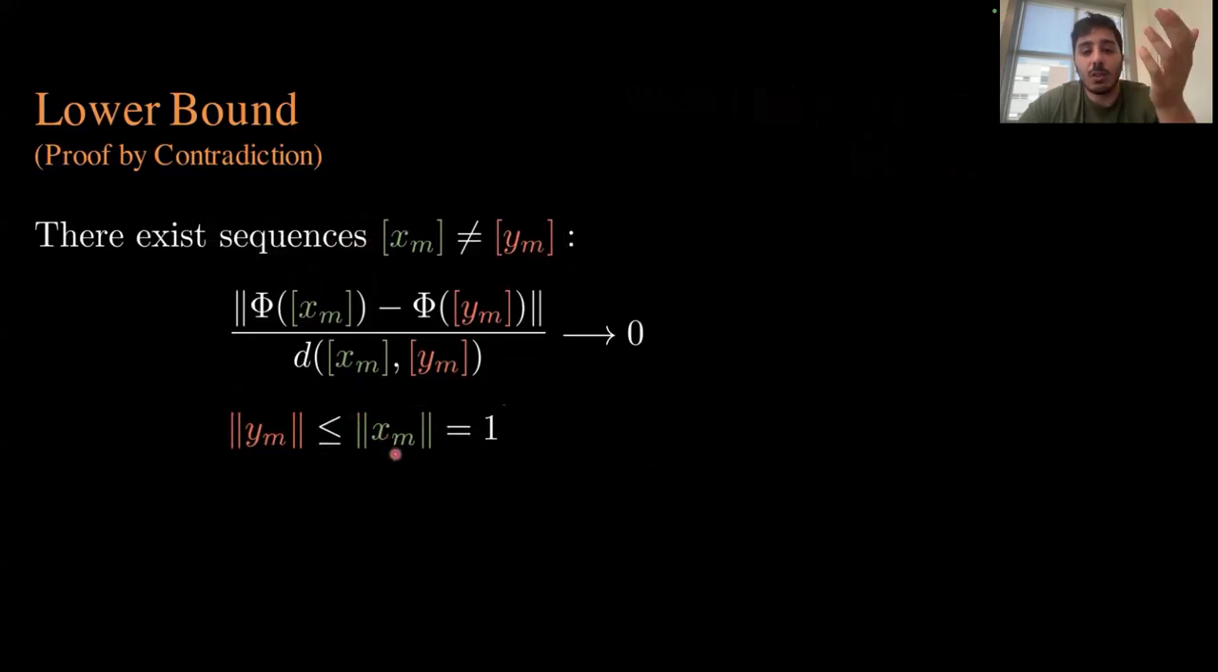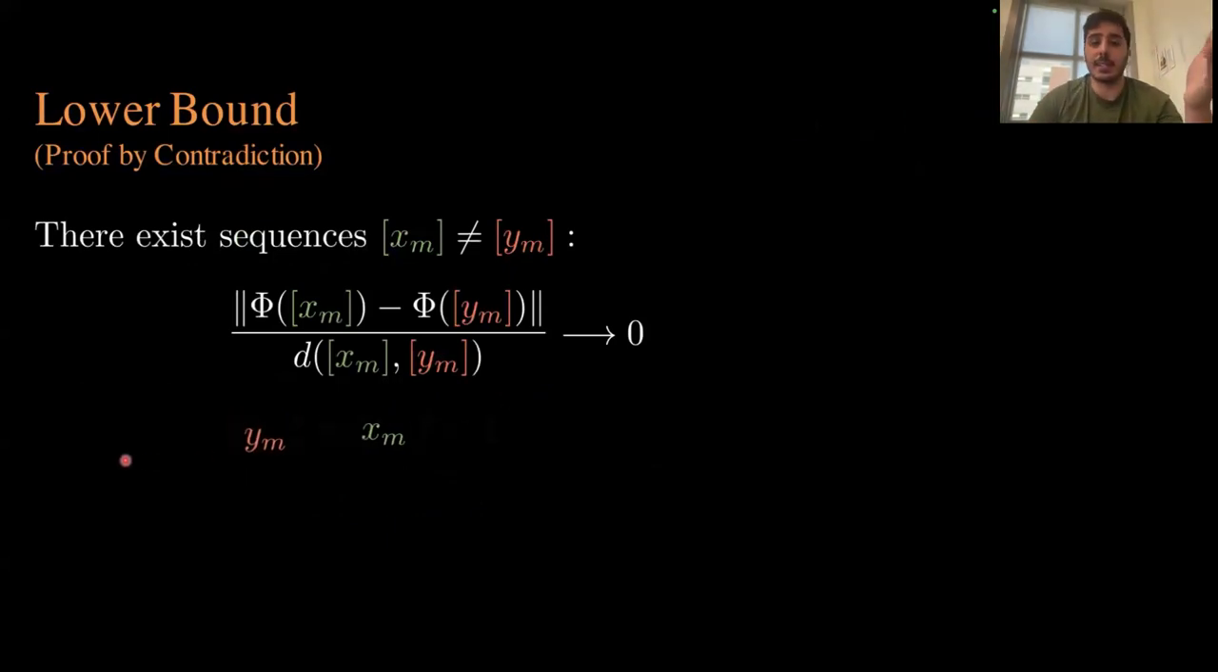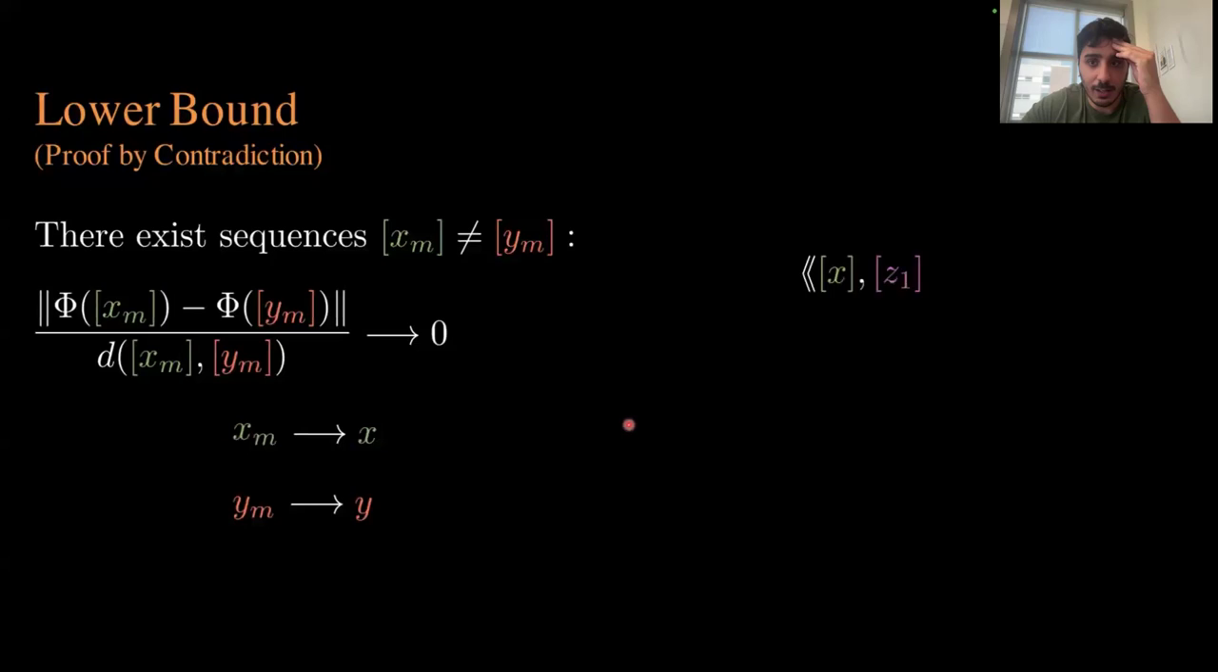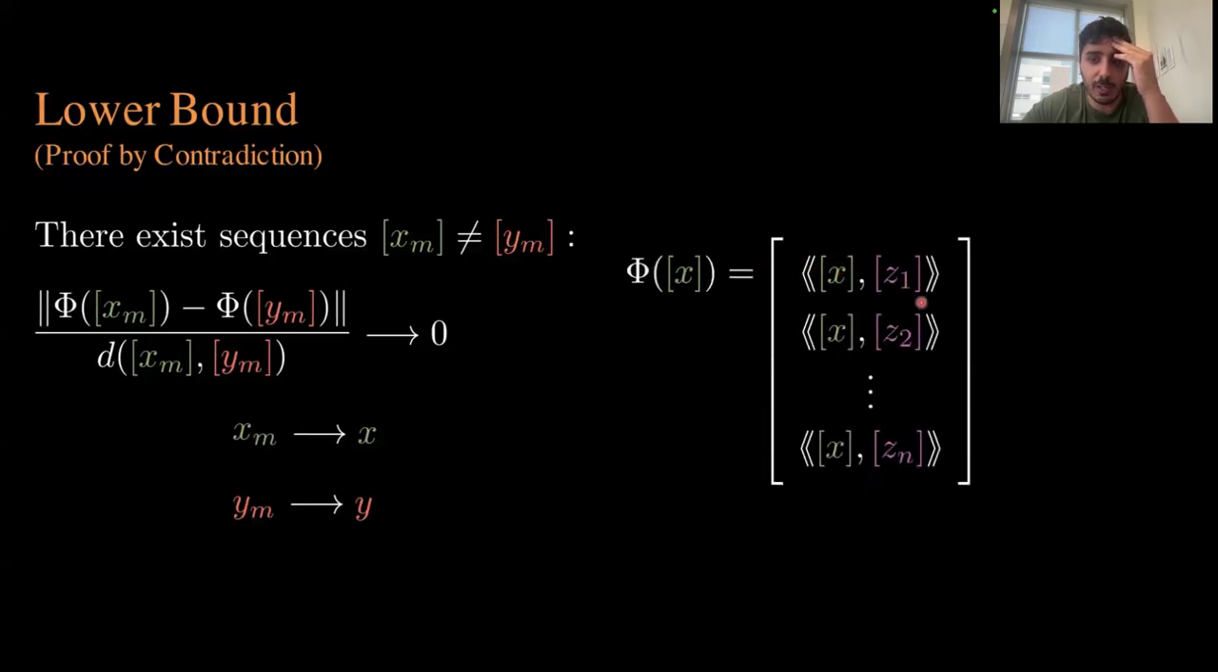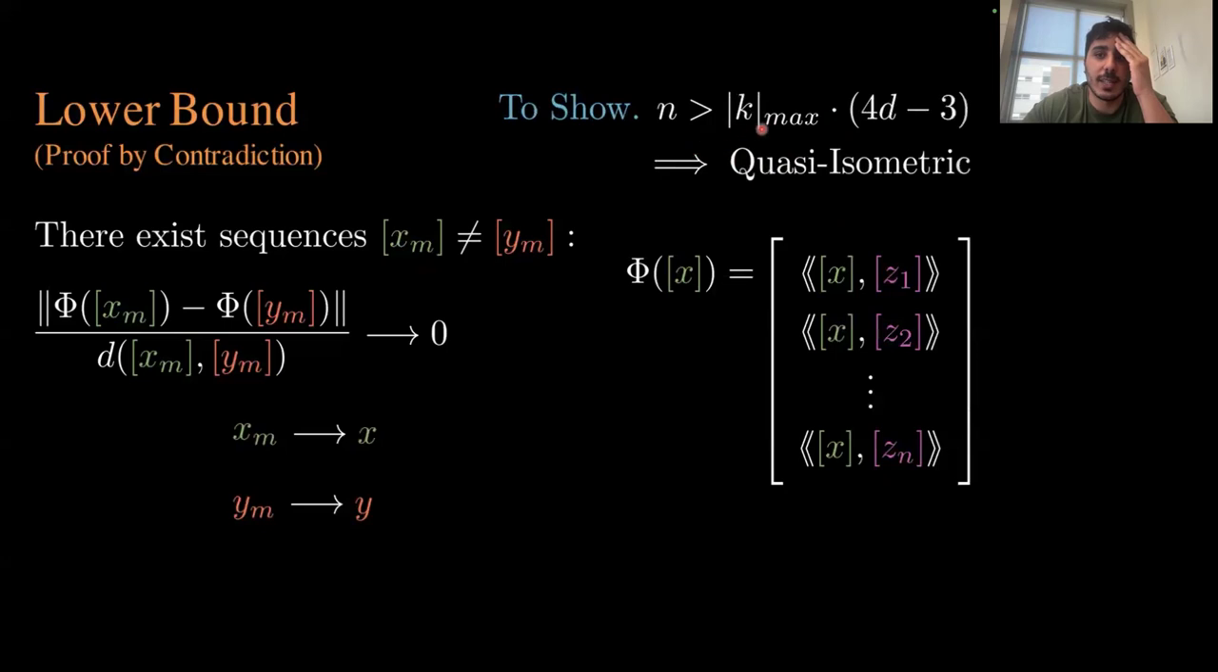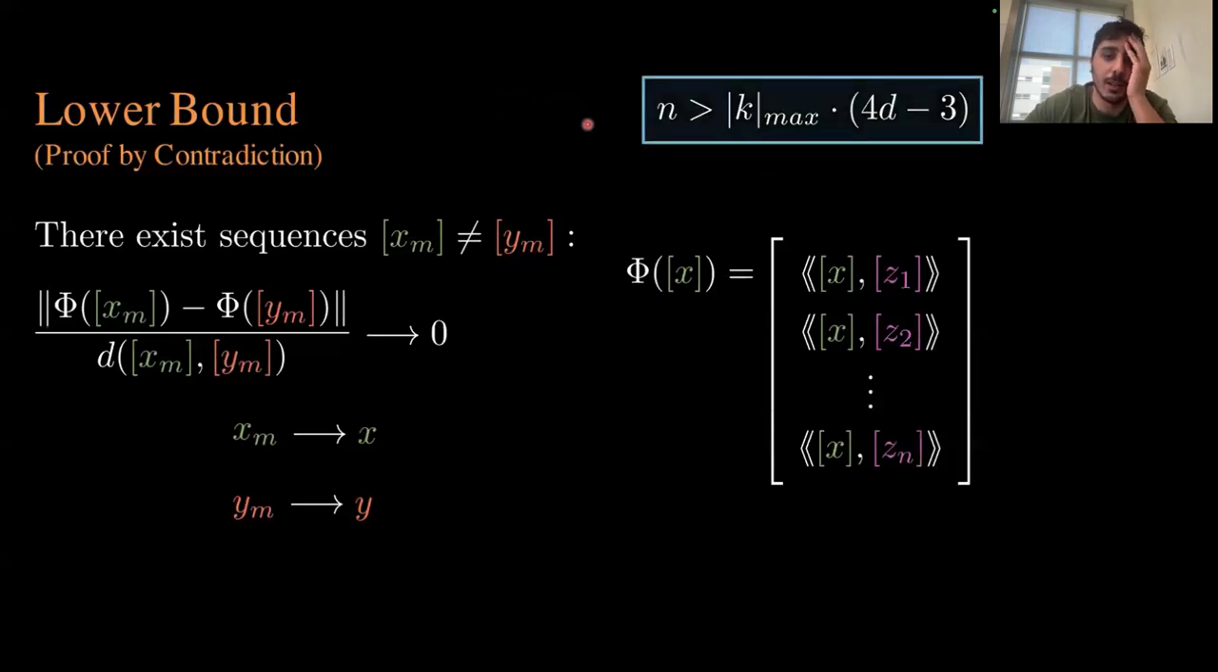And again, my x's are in the unit sphere by assumption, and my y's are in the unit ball. So I can take subsequences, compact sets, right? I can take subsequences and assume that x_m is converging to x and y_m is converging to y. Okay, let's remember what we're doing. Our phi was a vector of measurements with respect to a bunch of measuring devices, and I had n of them. And my hypothesis was that I have enough measuring devices, n is bigger than k max times 4d minus 3. So let's keep the hypothesis in mind.